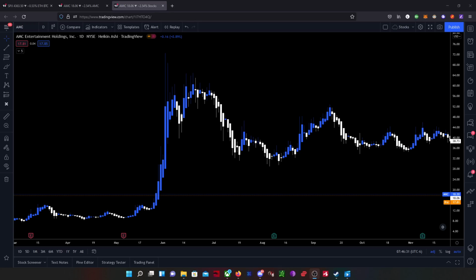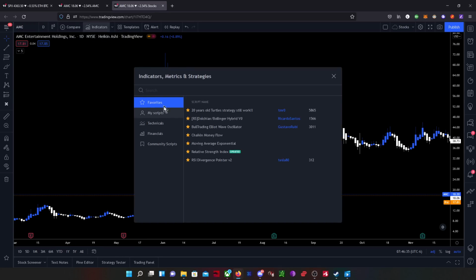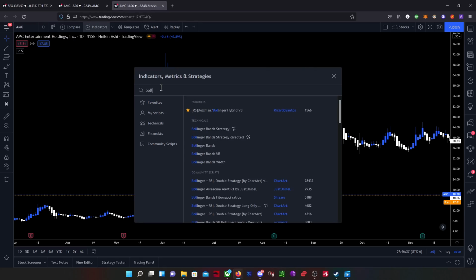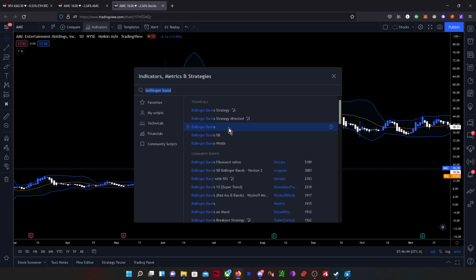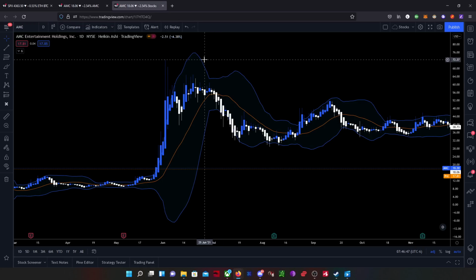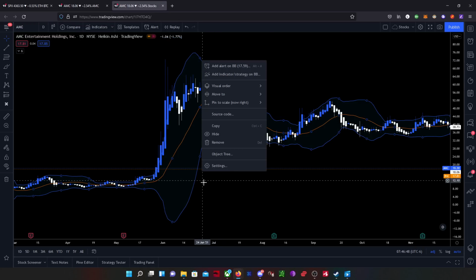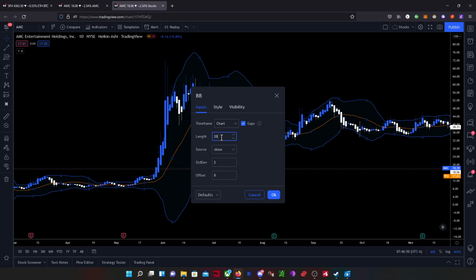So go to tradingview.com, open up a chart, and go to indicators. You're going to look for Bollinger Band. It's going to be this one. Click on it. Click it 3 times so you have 3 of them on the chart. You're going to right click on the Bollinger Band itself. Go to settings, change the length to 50.